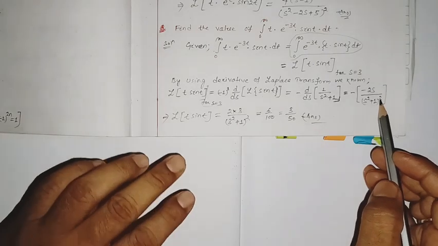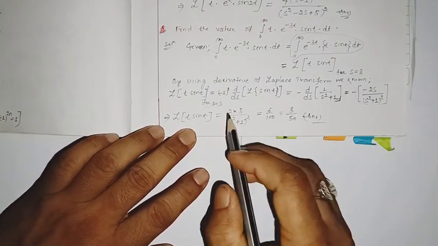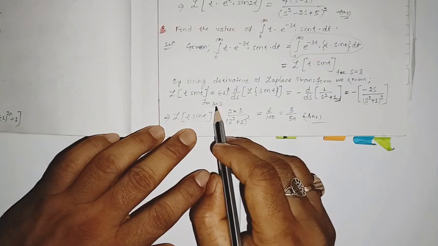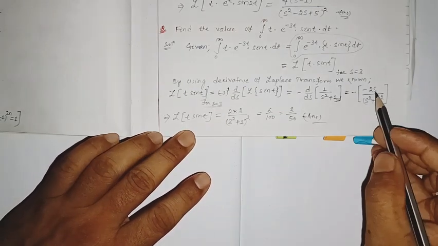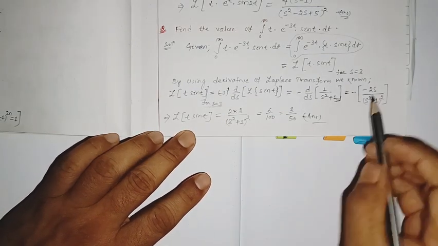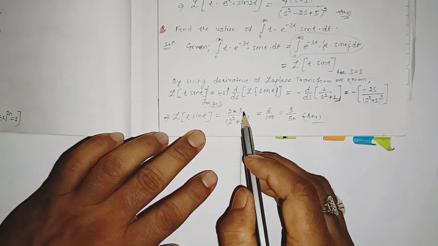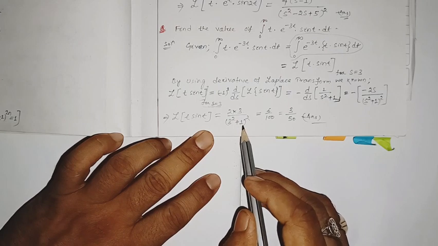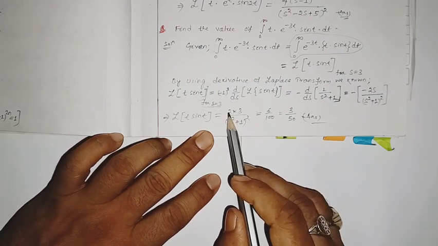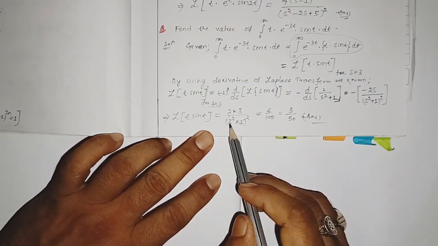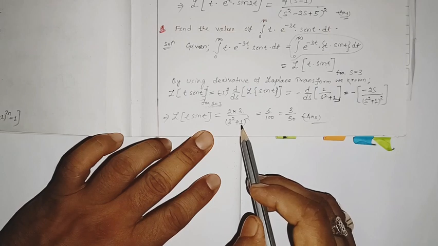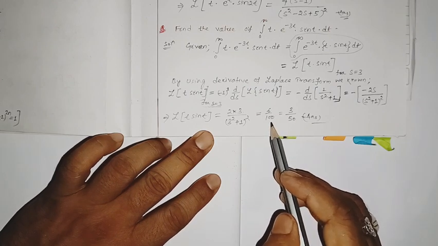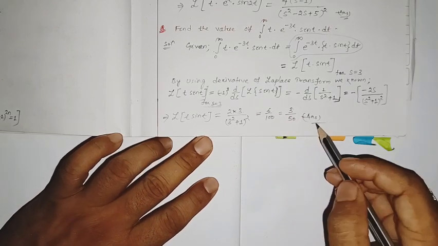But we have to put s equal to 3 here. For s equal to 3, at last we have to put, so if I put s equal to 3, then it will be 2 into 3 divided by 3 square plus 1 whole square. So this will be 2 into 3, 6 by 9 plus 1, 10 square, 100. So 6 by 100 is nothing but 3 by 50, which is your answer.